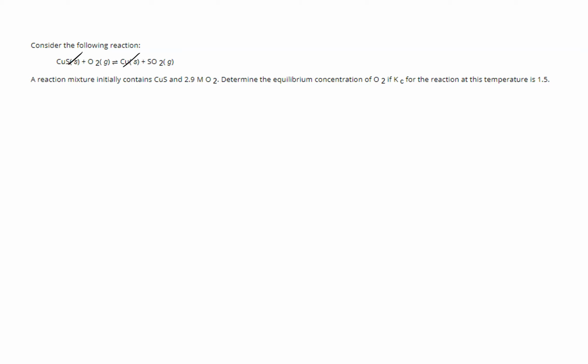A reaction mixture initially contains copper sulfide and 2.9 moles per liter oxygen gas. Determine the equilibrium concentration of oxygen gas if the equilibrium constant for the reaction at this given temperature is 1.5. So whenever you're being asked for an equilibrium concentration and given Kc, you're looking at an ICE table. So let's go ahead and jump into this.